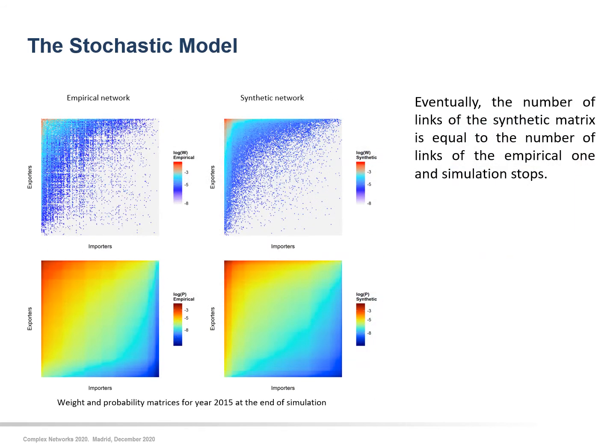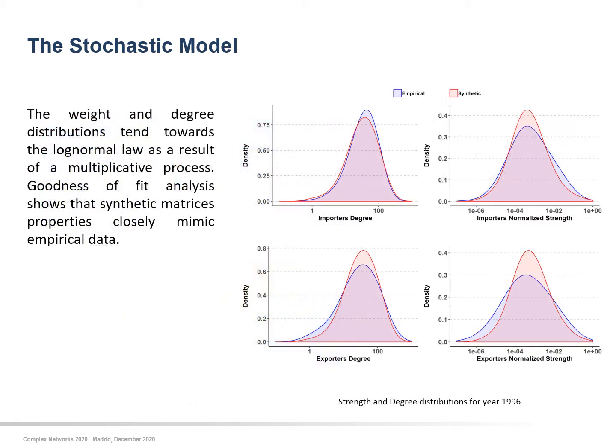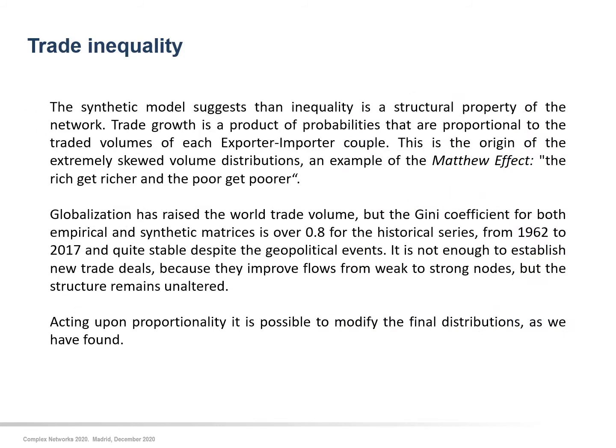Eventually, the number of links of the synthetic matrix is equal to the number of links of the empirical one, and simulation stops. The weight and degree distributions tend towards the log-normal law as a result of a multiplicative process. Goodness of fit analysis shows that synthetic matrices' properties closely mimic empirical data. The synthetic model suggests that inequality is a structural property of the network.